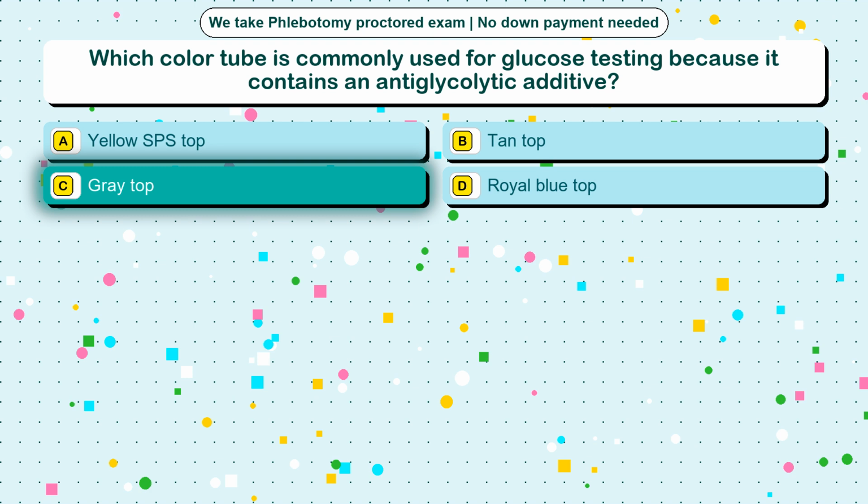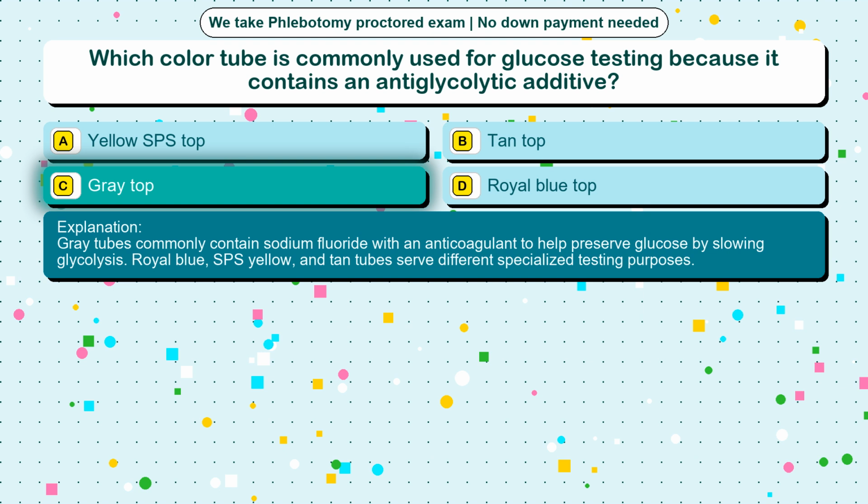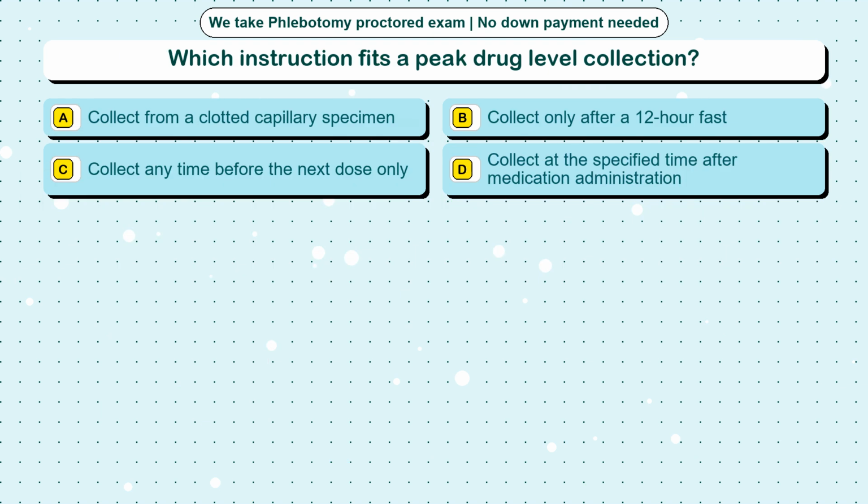Gray top. Gray tubes commonly contain sodium fluoride with an anticoagulant to help preserve glucose by slowing glycolysis. Royal blue, SBS yellow, and tan tubes serve different specialized testing purposes. Question 82. Which instruction fits a peak drug level collection?